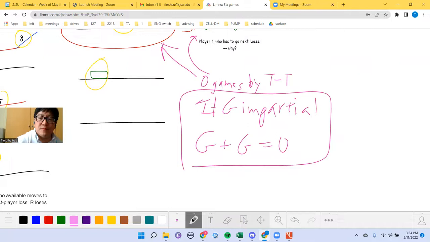Right, because if you have one copy of a game and then the same copy of the game over here, and it's an impartial game, so anybody can do any move in either one, then that's a second player loss, because whatever one player does over here, the other player can do over here, and vice versa.